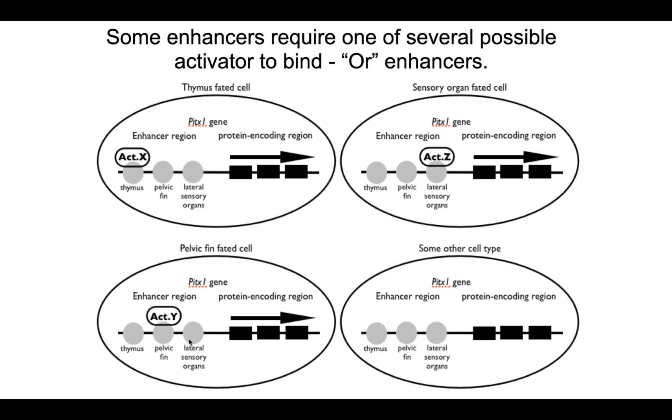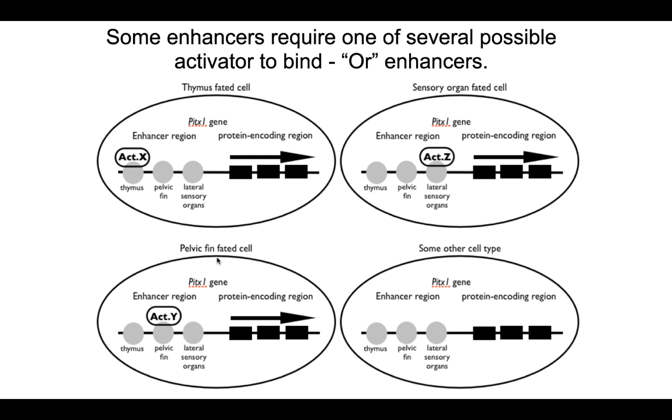So what's going to happen here is that this mutation that occurs in the regulatory sequence of the pelvic fin, okay, activator Y can no longer bind it, PITX1 gets turned off, and now we have a situation where we have fish that cannot make pelvic fins, but still have no problem with their thymus, no problem with their sensory organs. And it turns out that this is important to the evolution of these fish.